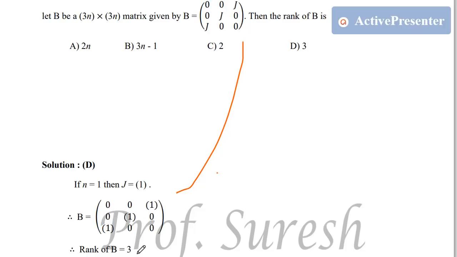Clearly the rank of this matrix is 3. So, this is given here. So, this is the answer.